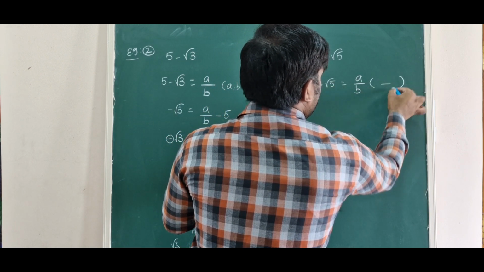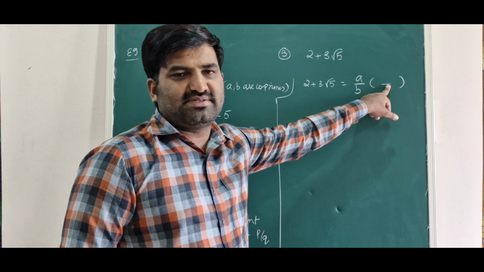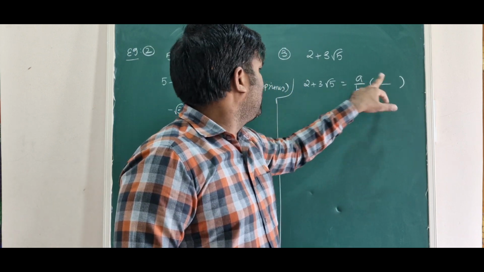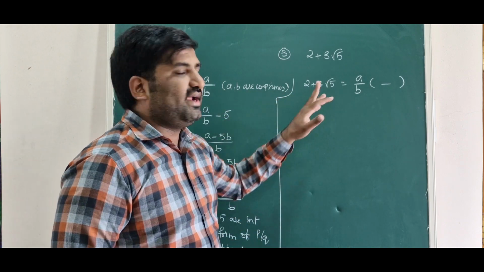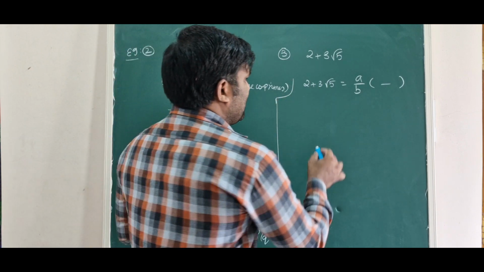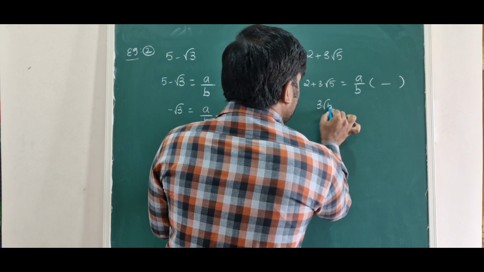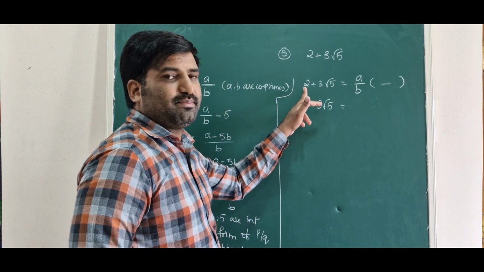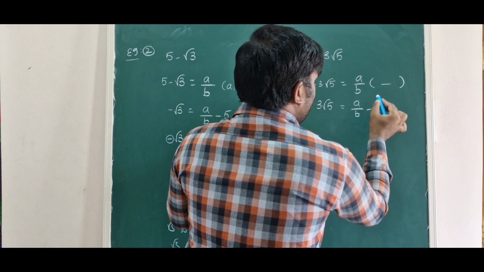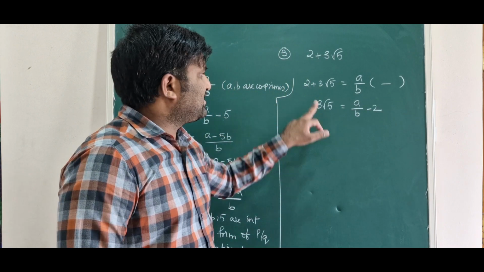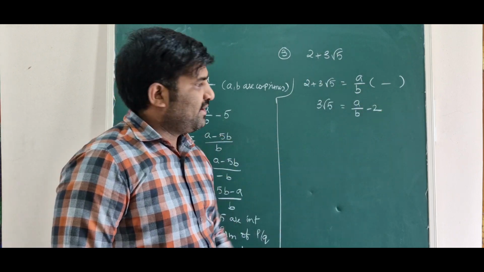I think you know the reason what you will write here. In place of this blank, we can write a and b are co-primes. Next, we want to write root 5 in terms of a rational number. For that, I am keeping this 3 root 5 term as it is on the left side. I am transposing plus 2 to the right side. Then it will become a by b minus 2.